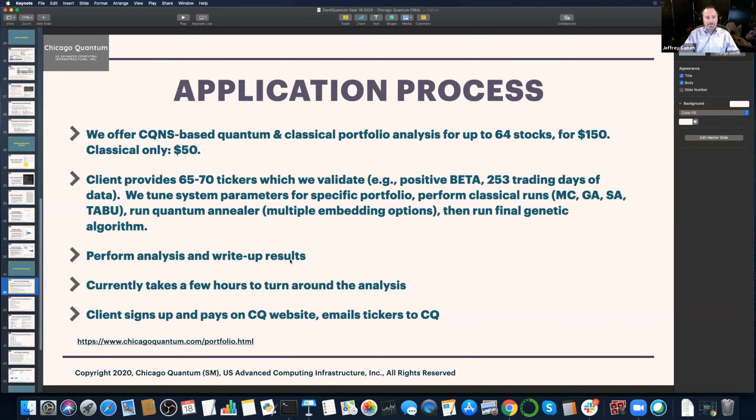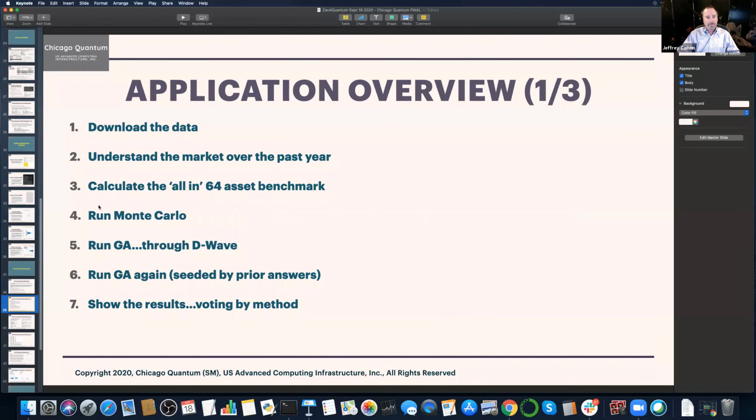And so it works. How it works: we download the data, we understand the market, we do the all-in, we do Monte Carlo, we run genetic algorithm all the way through D-Wave, we run genetic algorithm again, and then we show the results, and you think of it as voting by method. Sometimes one solution might look a little better. They might have the same Chicago Quantum Net Score, but they might have different stocks. So we give the client all of the votes of all the different models.